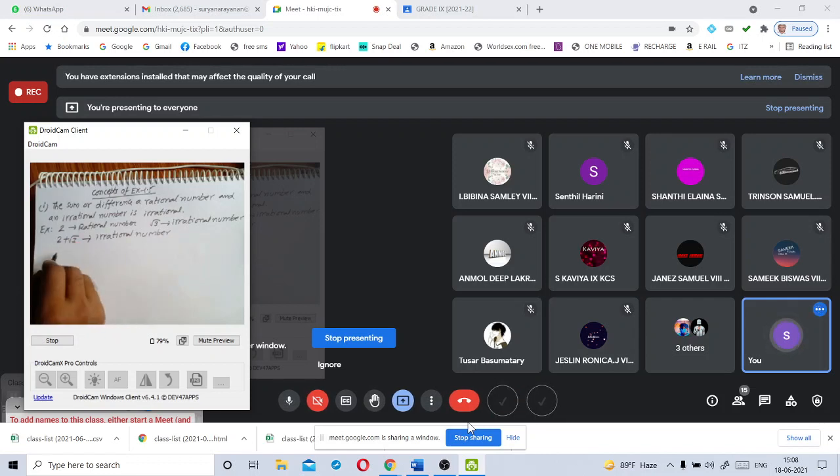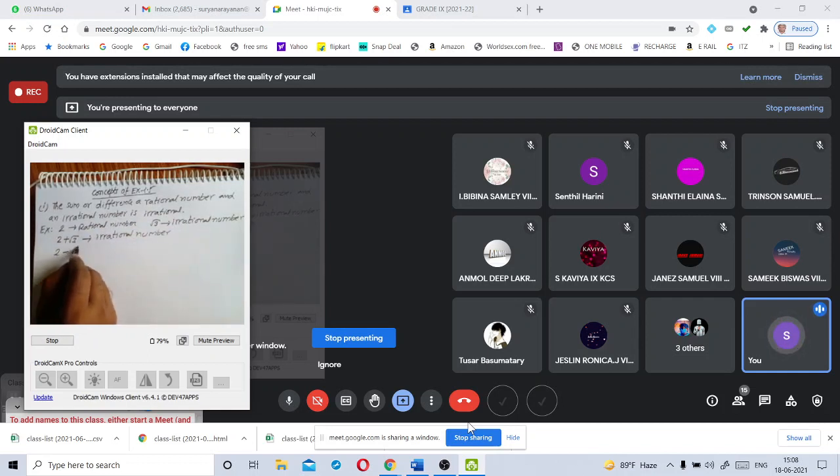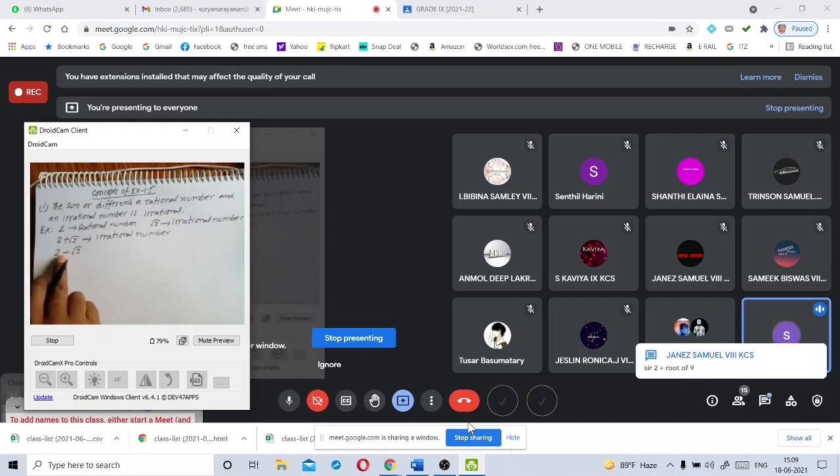Okay, my children. Similarly, the difference of these two numbers, 2 minus root 3. Here also, don't write it as root 2 minus root 3 like this. We have a rational number and an irrational number. We are subtracting an irrational number from a rational number. Here we cannot simplify further. We cannot add or subtract.